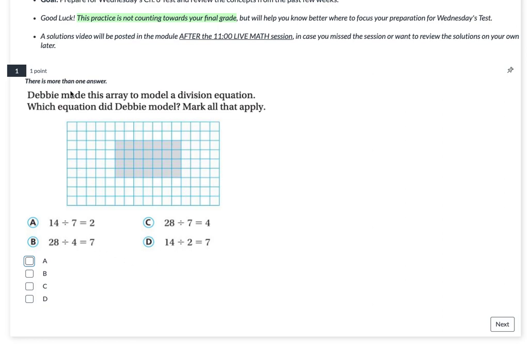There is more than one answer. When it says mark all that apply, that means there's more than one answer. So do your best and see which answers match this array.